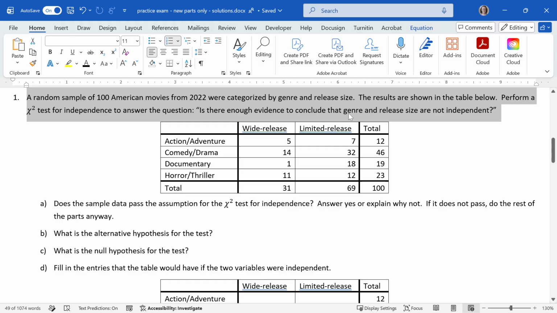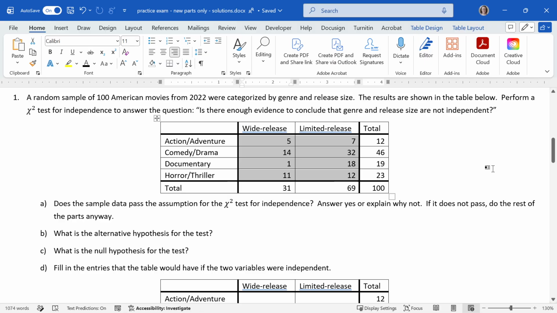Okay, so first of all, I usually like to look at this and just see myself if I think they're independent. Looking at the proportions here, 31 and 69 of wide and limited, it looks like usually about twice as many limited as wide. So this is twice of this one, which looks kind of close. 5 times 2 is 10. It's not far from 7. 14 times 2 is 28. That's not far from 32. 1 times 2 is 2. That's pretty far from 18.